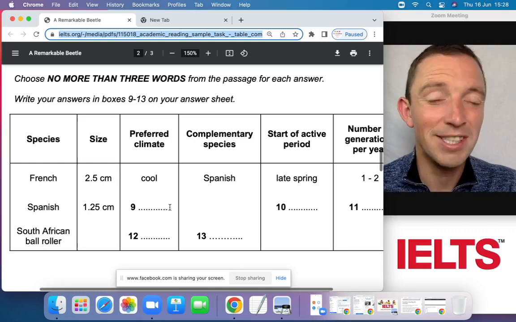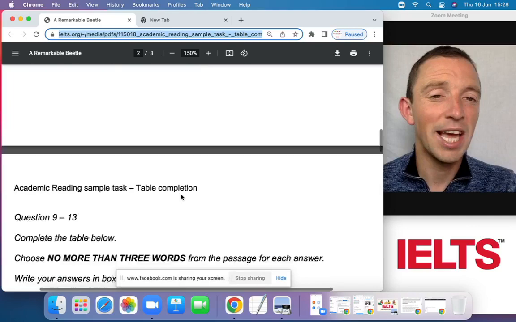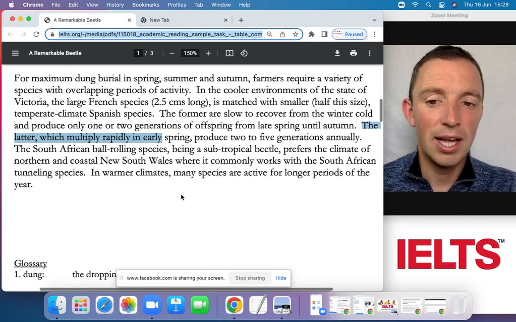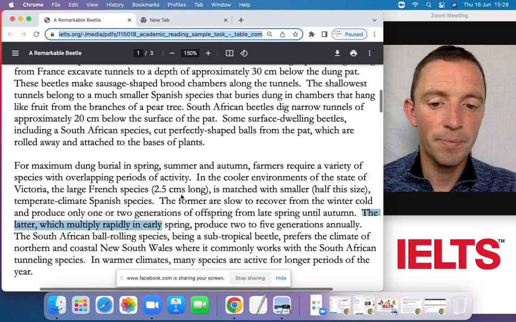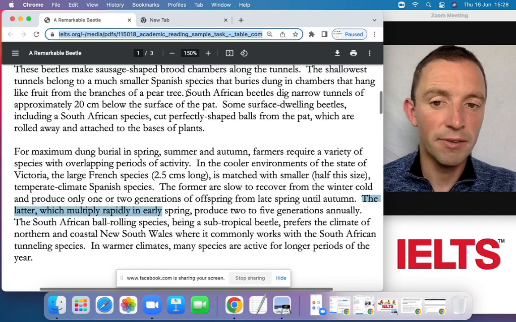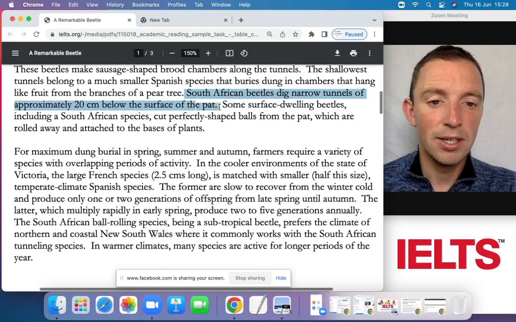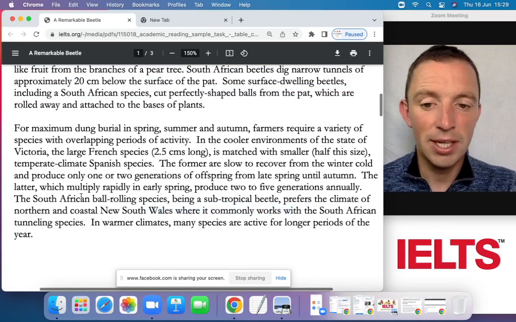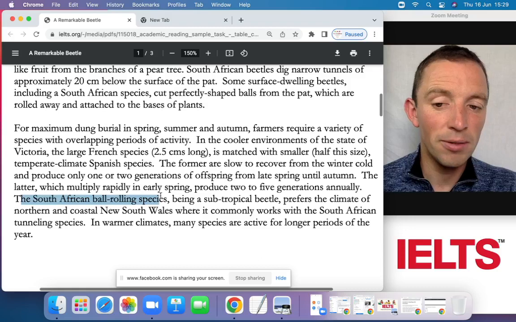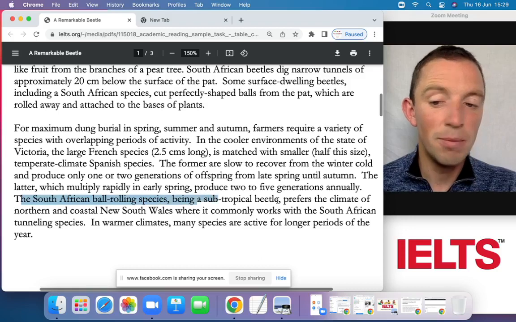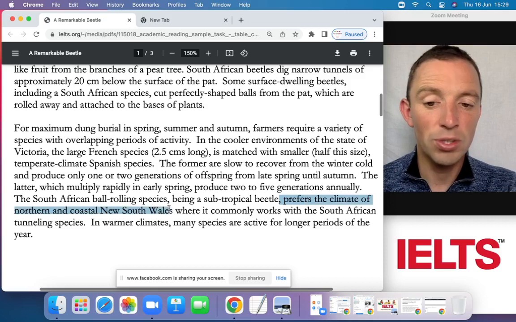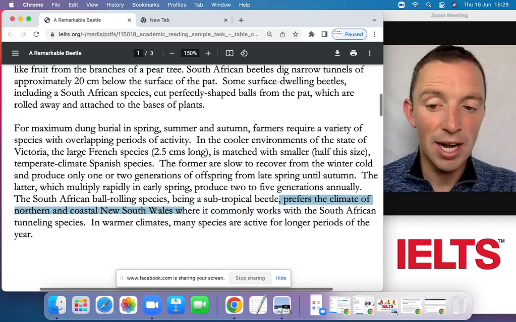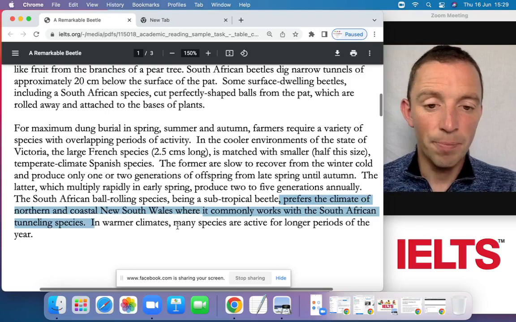What is the preferred climate of the South African beetle? So again, we look for the reference for the South African beetle, and let's see what we can find. Here is the first mention, South African beetles. No, nothing related to the climate, but here is the second mention of the South African beetle. So the South African ball rolling species, being a subtropical beetle, prefers the climate of northern and coastal South Wales, where it commonly works with the South African tunnel species. So what is the climate of New South Wales?